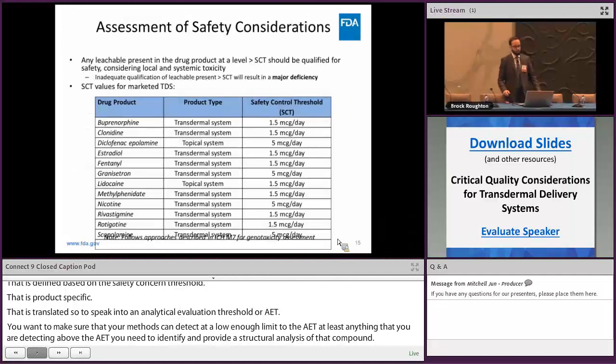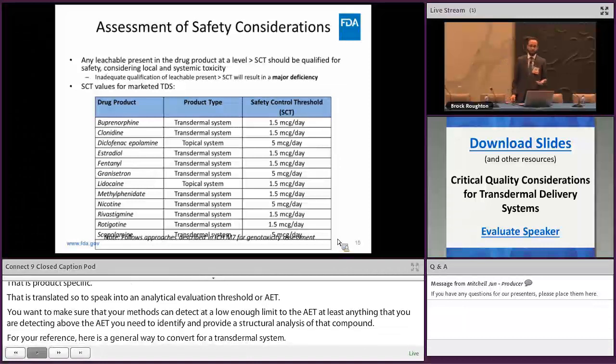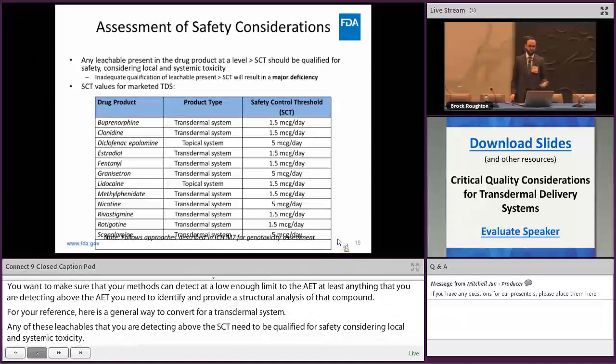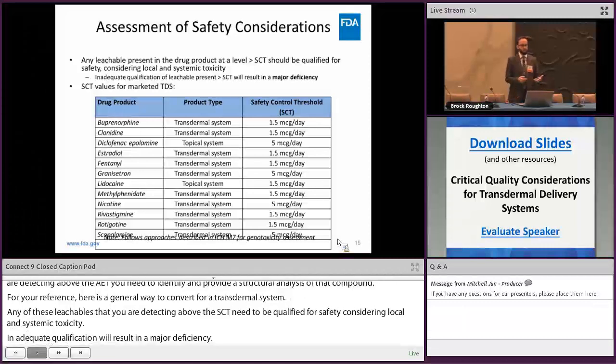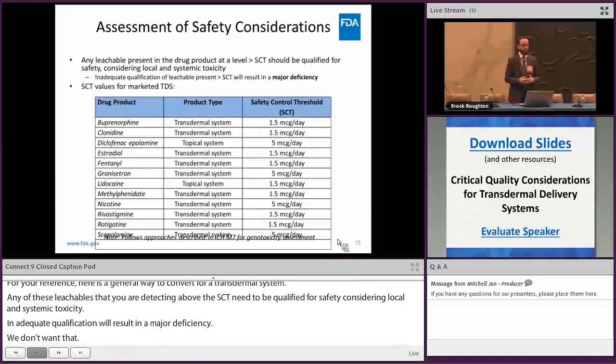Then, any of these leachables that you're detecting above the SCT need to be qualified for safety, considering both local and systemic toxicity. And inadequate qualification will result in a major deficiency. Again, we don't want that. So for your reference here, when you're thinking about developing these products, these are SCT values for different marketed TDS that have been determined by my colleagues in OGD.